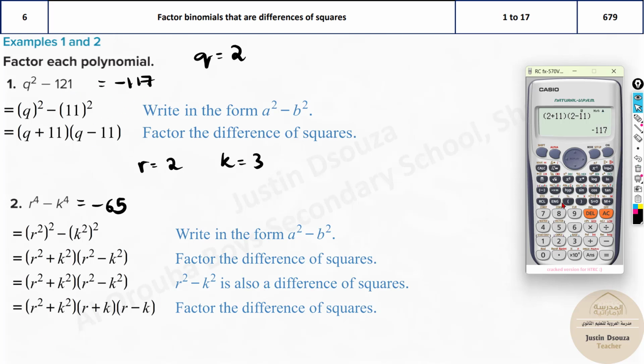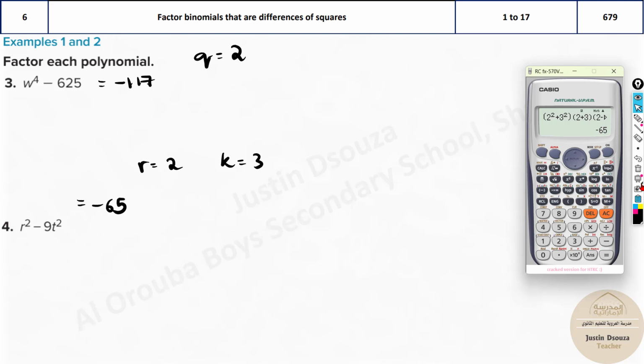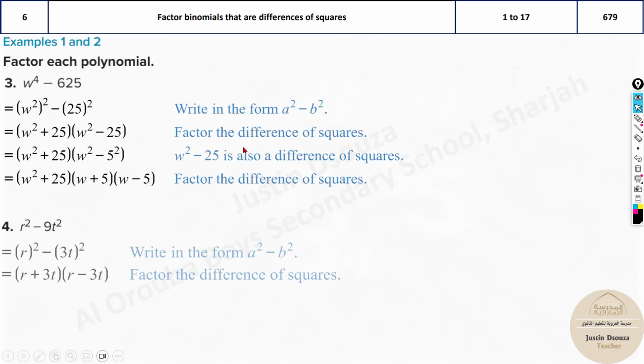Now what about this one over here? We have to use 2 square plus 3 square, close the bracket, and 2 plus 3, which is 5, and minus 1, 2 minus 3. Close the bracket. The answer is negative 65, which is correct. So anytime you can use this method. Now these are all the same problems. You can see the answers. Each detailed step is there.